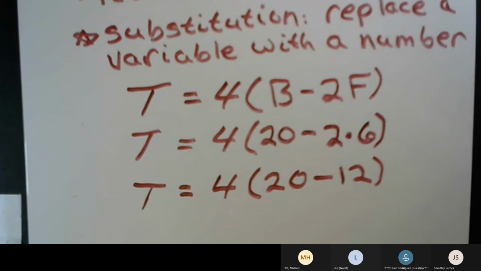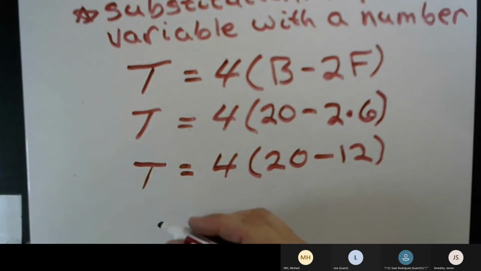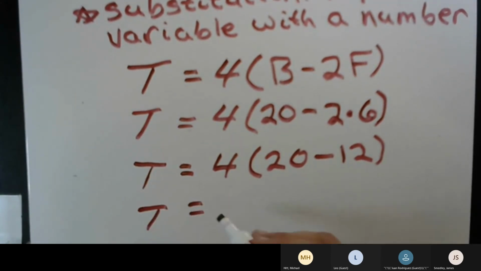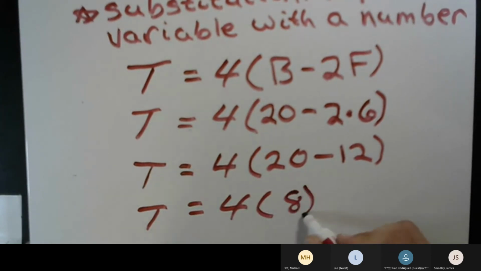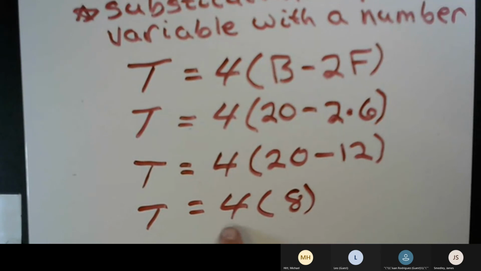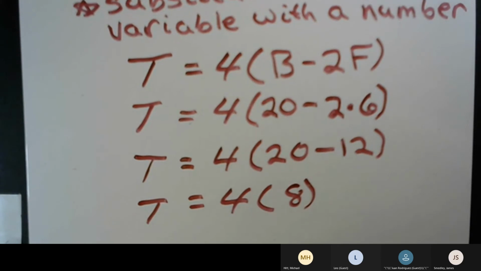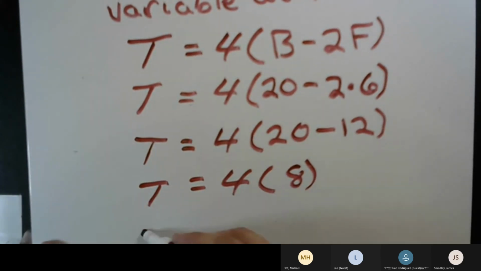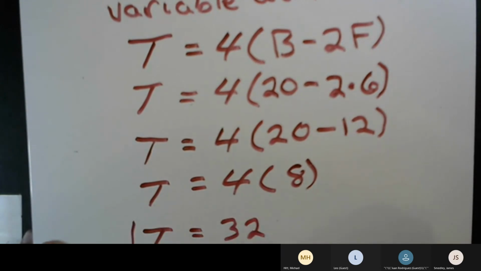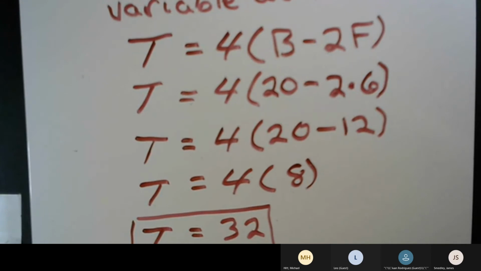Now we're going to follow PEMDAS. So do what's in the parentheses first. T equals 4 times 20 minus 12, which is 8. And here's that algebra, another symbolism for multiplication: a number next to parentheses. So you have 4 times 8. That's what that means. And 4 times 8 is 32. So questions about that?